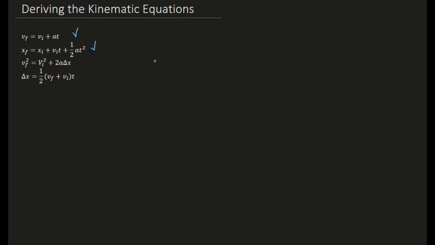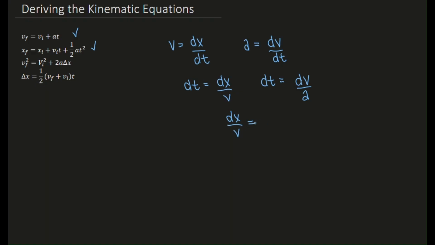My third equation is derived from using both expressions: velocity equaling change in position over change in time, and acceleration being change in velocity over change in time. If I set both equations equal to my change in time, I get change in time is equal to change in position over velocity, and change in time is equal to change in velocity over acceleration. I can now set these two expressions equal to each other. So change in position over velocity is equal to change in velocity over acceleration.